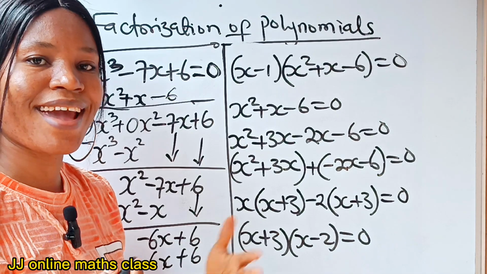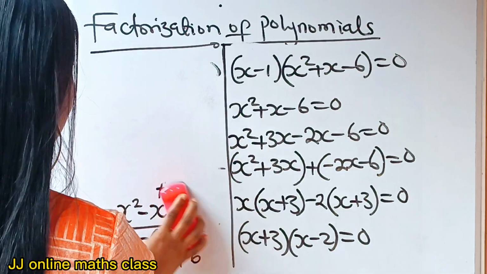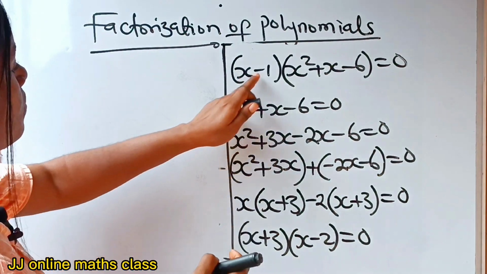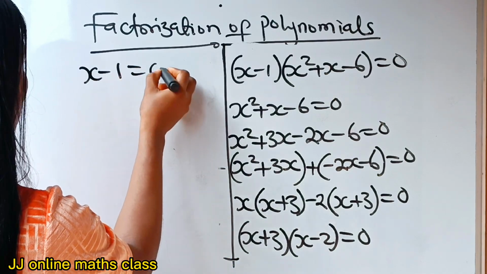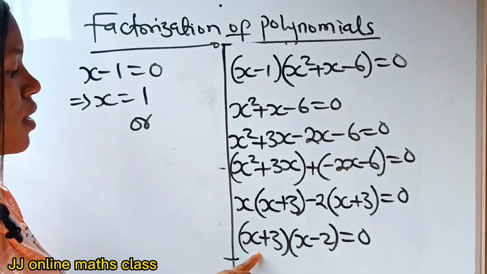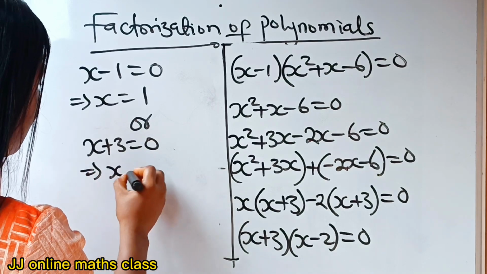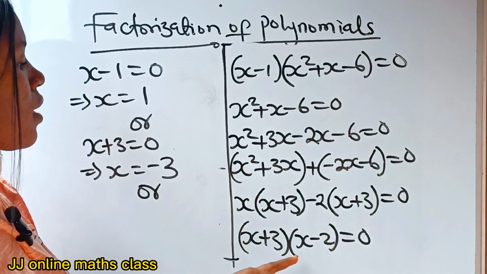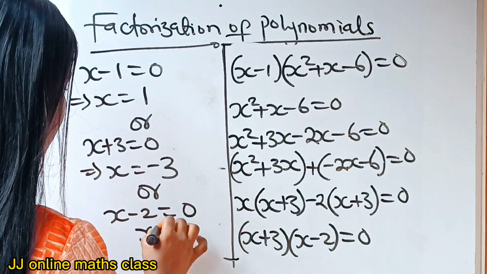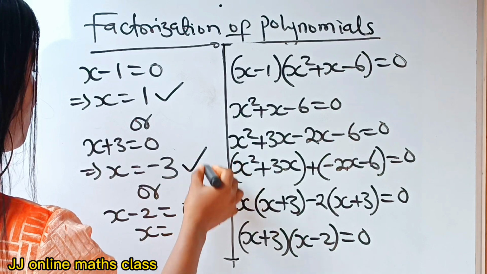So let's go ahead and then get the values of x. To get that, we'll have, the first is x minus 1, right? That x minus 1 is equal to 0. So this implies that x is equal to 1. Or the second one is x plus 3, right? That x plus 3 is equal to 0. So this implies that x is equal to minus 3. Or that x minus 2 is equal to 0, which implies that x is equal to what? 2. So these are the three values of x: 1, minus 3, and 2.